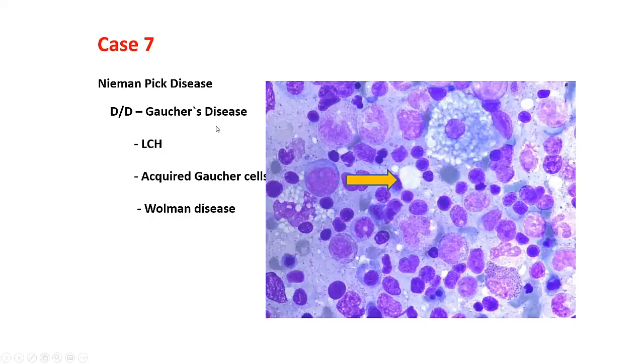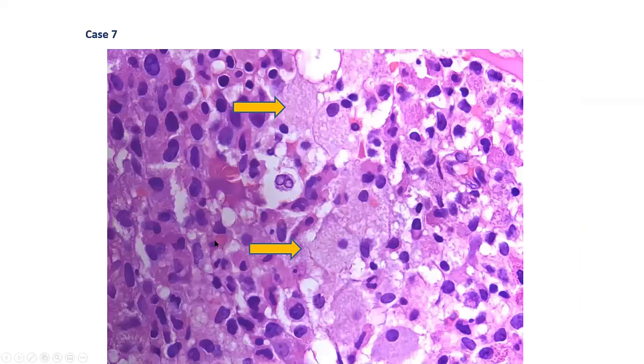Now, sometimes there could be a problem in differentiating these macrophages from Gaucher's disease, Langerhans cell histiocytosis, acquired Gaucher cells, or even Waldmann's disease. Now, this is the bone marrow trephine biopsy. You find these are the erythroid precursors, myeloid precursors are present, and then you find these clusters of cells. All these cells are showing very nice fine vacuoles in the cytoplasm. Uniform vacuoles are seen. Scattered myeloid precursors, erythroid precursors are present.